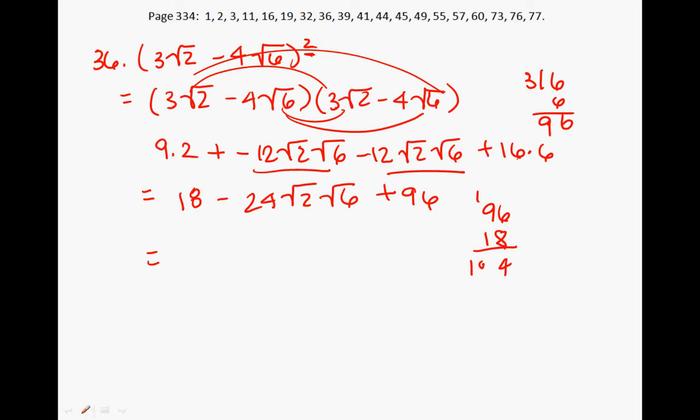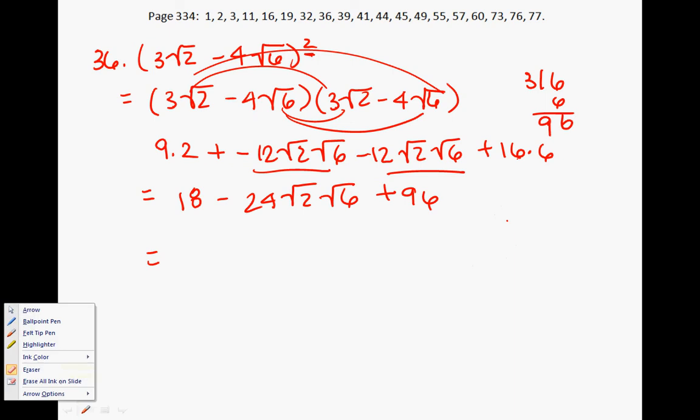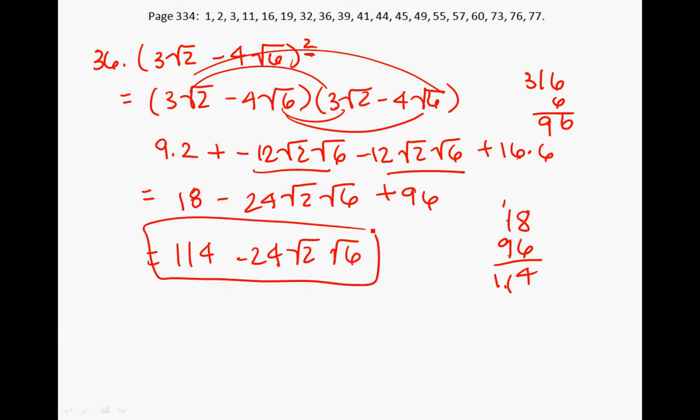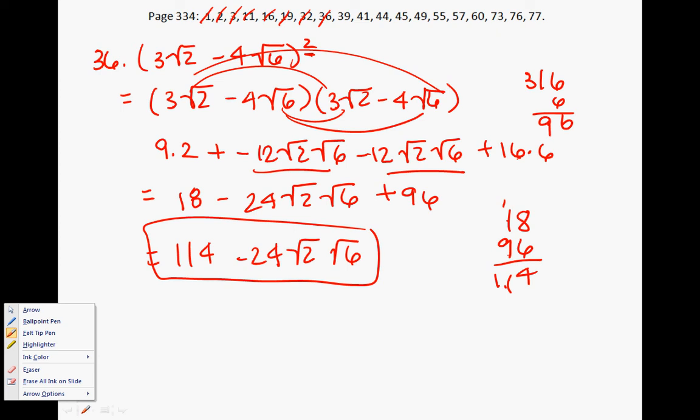Well, I'm trying to multiply when I'm supposed to add. So 18 and 96 is 114. There. Okay. So now we're at 39.